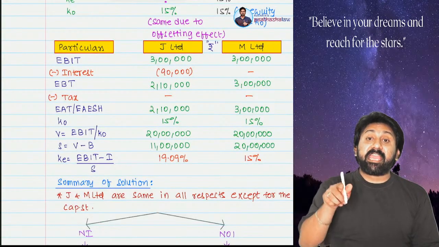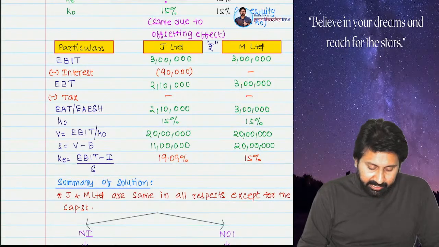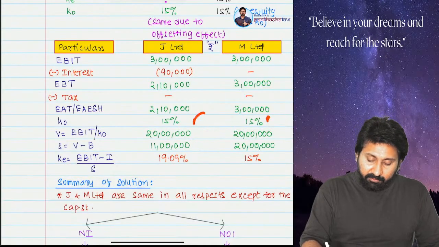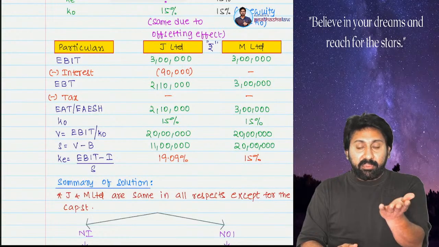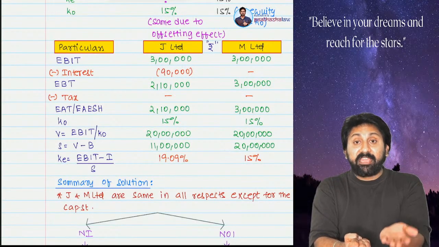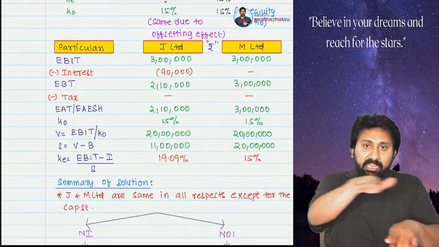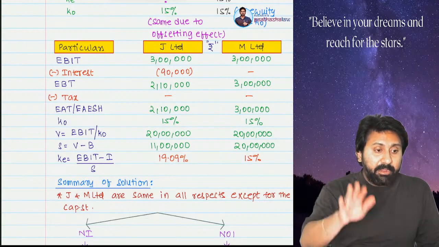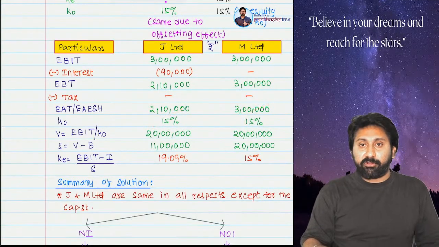What will change? KE will change. That's why missing figure is KE here. Value will be same. KO will be same. Why KO will be same? Just now I told, more KD, more debt, lesser KO. Higher KE, more KO. So lower KO, higher KO offsets each other. KO will be constant. Since KO is constant in net operating income, value of the company also will stay constant. Understood? So these are all the points that you need to understand.